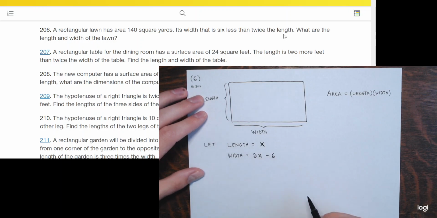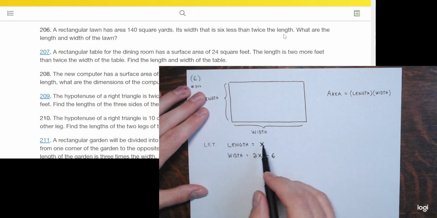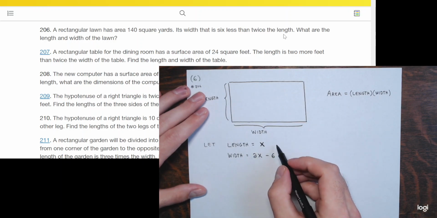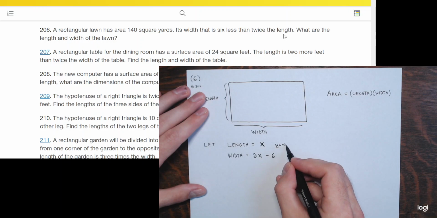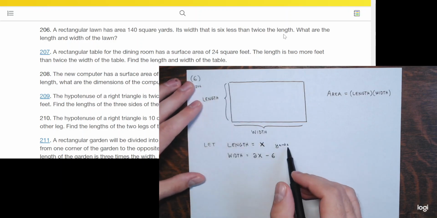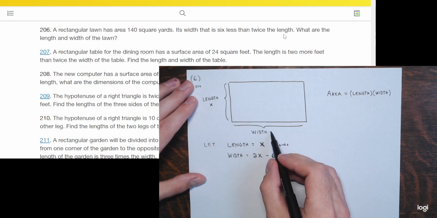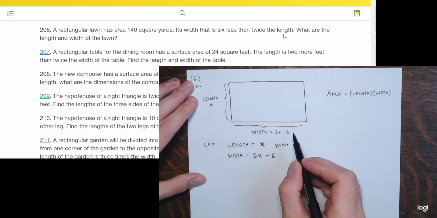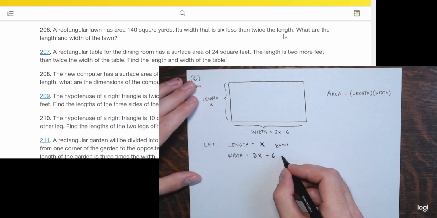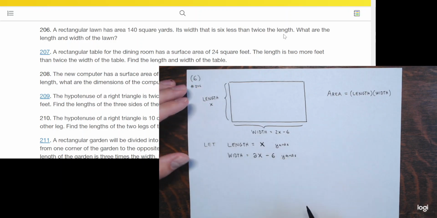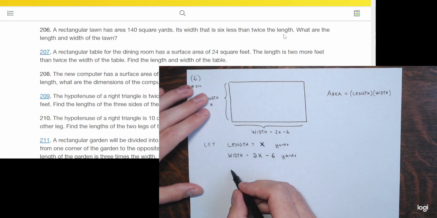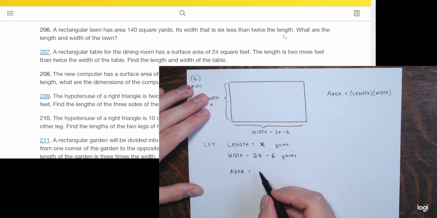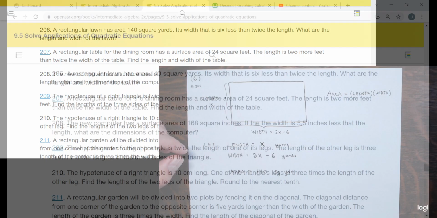Subtract 6 from that. So the length is x yards, because they gave us area in square yards, so these will be in yards. So the length of this rectangle is x yards, and the width is twice that minus 6, 6 less than twice the length. 2x minus 6 yards. All right, and we're also told that the area of this rectangle is 140 square yards.